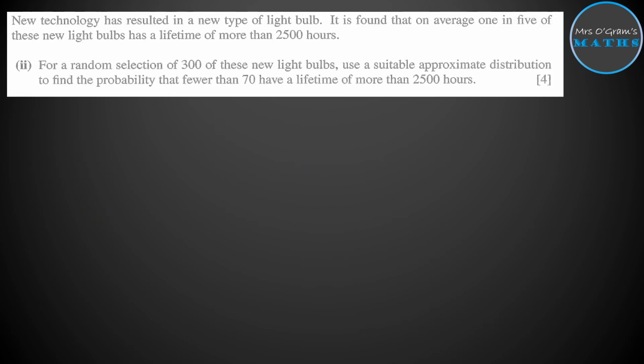So we've got a binomial distribution here where x is the number of light bulbs that last more than 2,500. So that'll follow a binomial distribution. We've selected 300 of them, and the chance that they last more than 2,500 hours is 1 in 5. We want to work out the probability that x is less than 70, so 70 of these last less than 2,500 in our selection of 300. We don't want to use a binomial to do that, it would take far too long, so we will approximate this with a normal distribution.